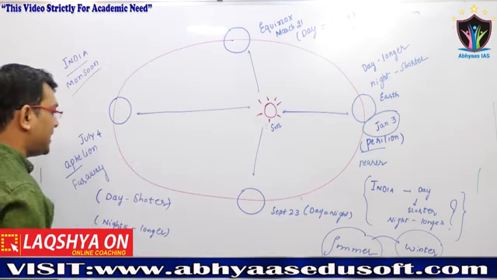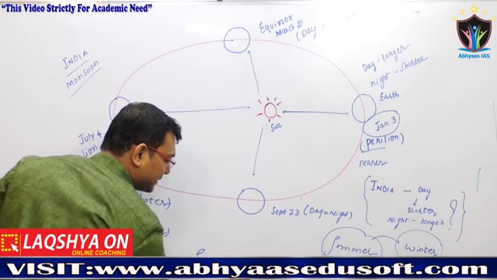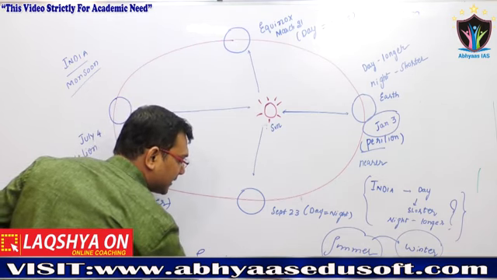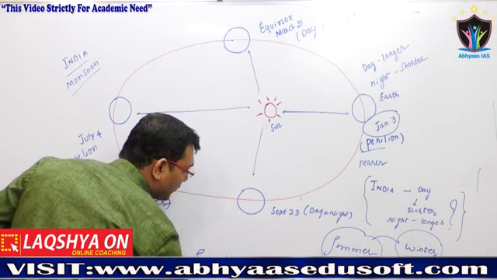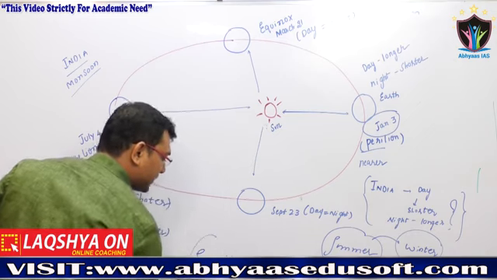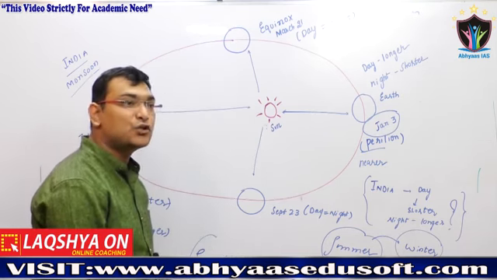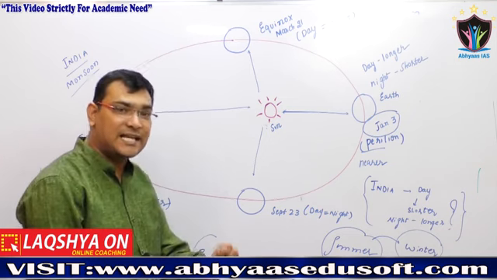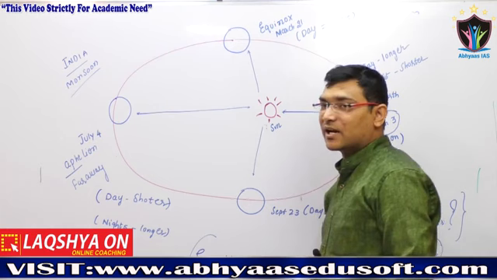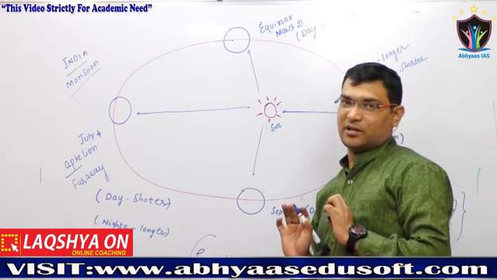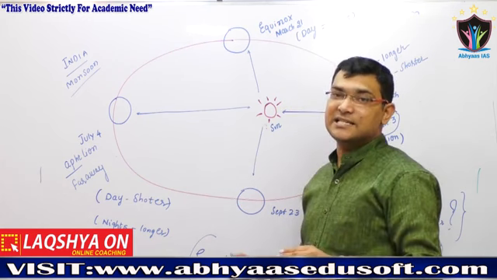Actually the answer is Earth is inclined at 23.5 degrees. I told you why it is inclined. The answer is Earth is inclined at 23.5 degrees. So due to this inclination, there is seasonal change within the northern hemisphere as well as the southern hemisphere. North hemisphere, south hemisphere, there is a seasonal change.